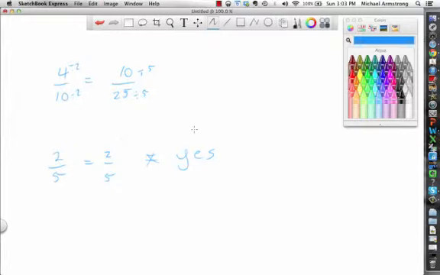So we can use cross products, or we can just simplify to find out if they are in fact equal to each other. They may not look equal, and in fact they might be.